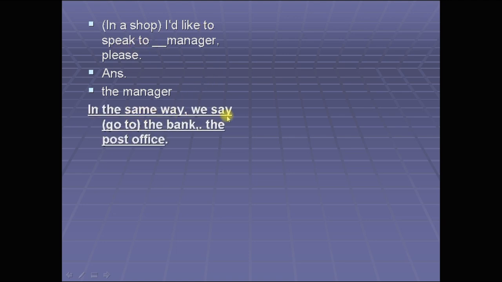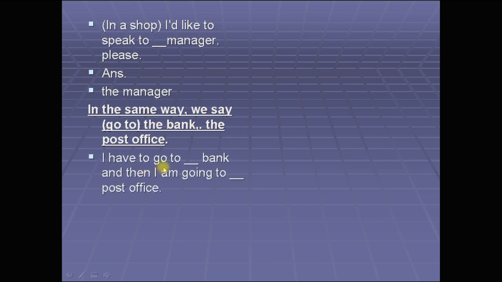4. In the way we say, go to the bank, to the boss office. I have to go to blank bank and then I'm going to blank post office. What is the answer? Correct. The bank and the post office. Kasi, kung tayo magka-opisina, alam ko kung saan ka pupuntang bangko. Alam ko rin, at alam din ang kausap mo, kung saan ang pupuntahan mong post office. Kaya, ang sagot, the bank and the post office. I have to go to the bank, and then I'm going to the post office.